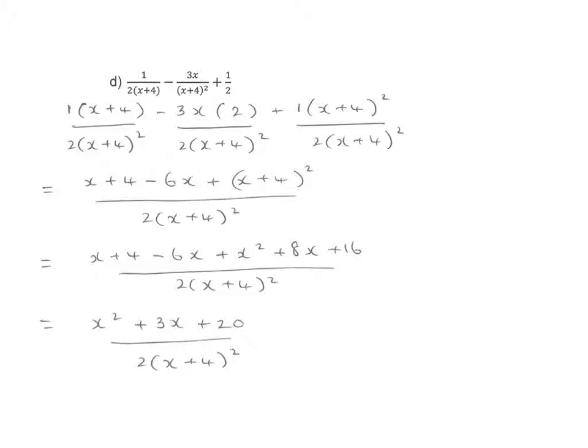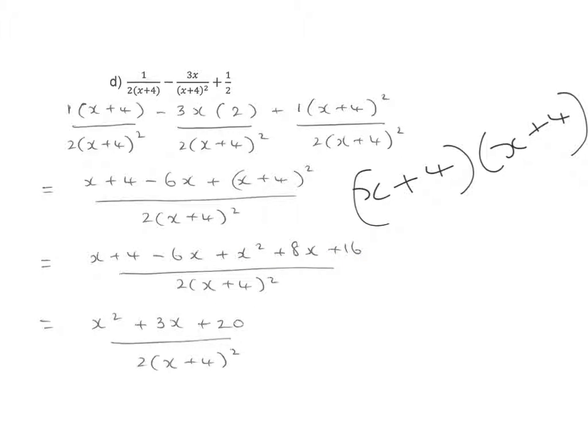Multiplying out our brackets on the numerators, we've got x plus 4 from the first, minus 6x from the second, and we've just got (x plus 4) all squared from the third. Now, we need to multiply this out, remembering that (x plus 4) all squared is the same as x plus 4 times x plus 4. Multiplying those out, we've got x squared plus 4x plus another 4x plus the 16, giving us x squared plus 8x plus 16.